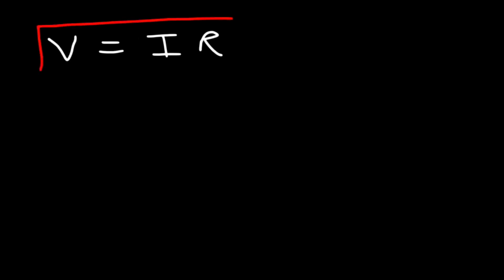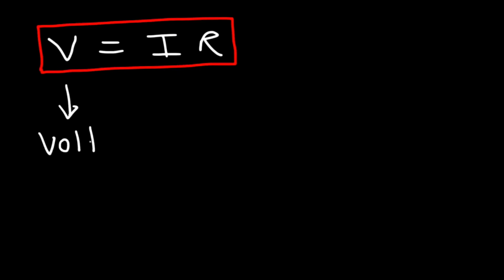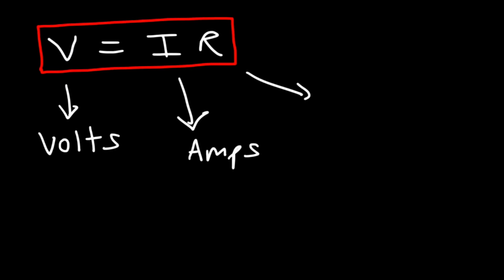current and resistance. Perhaps you've seen this equation. V is equal to I times R. V stands for voltage, I stands for the current, R is resistance. Voltage is measured in the units volts. I, which represents the current, is measured in amps. And R, the resistance, is measured in ohms.